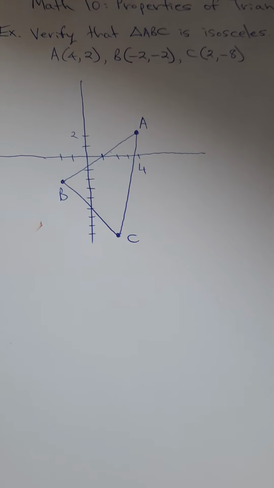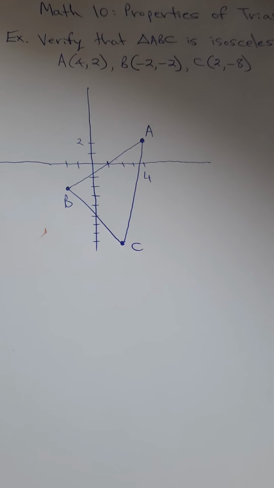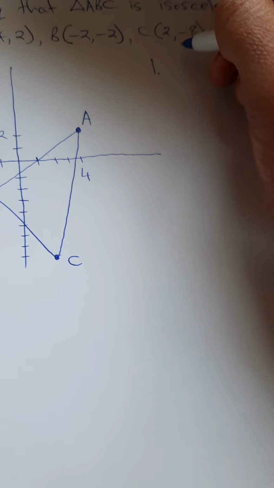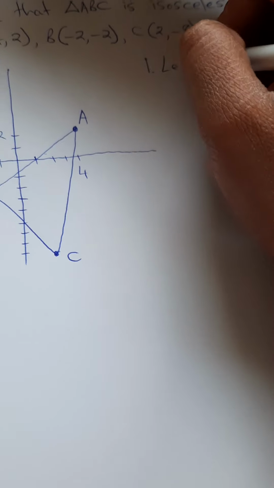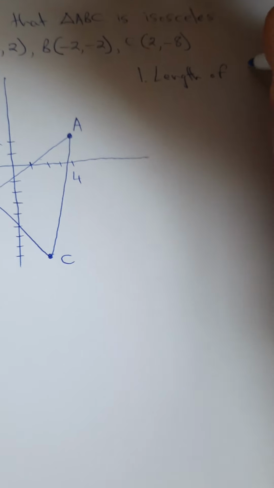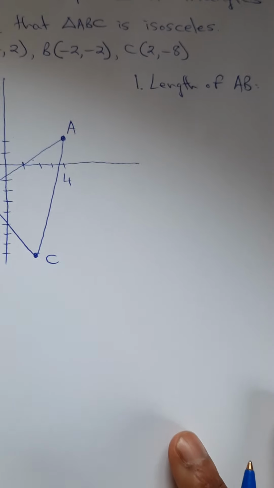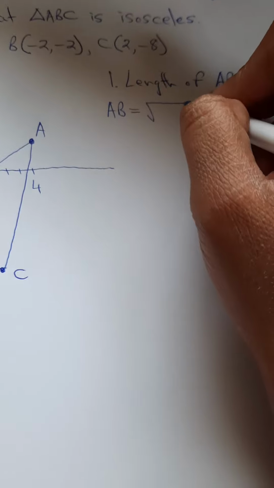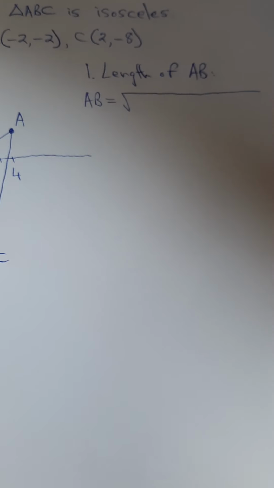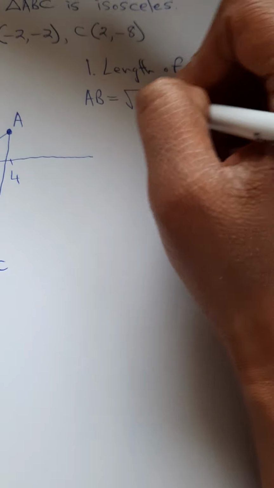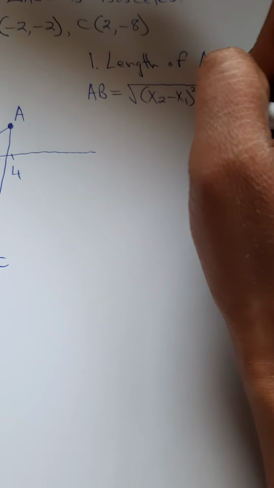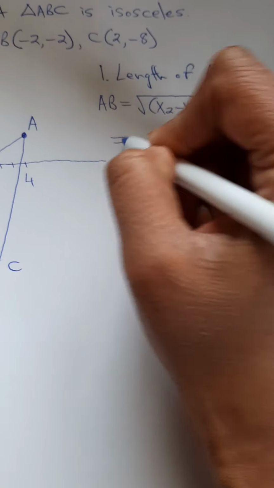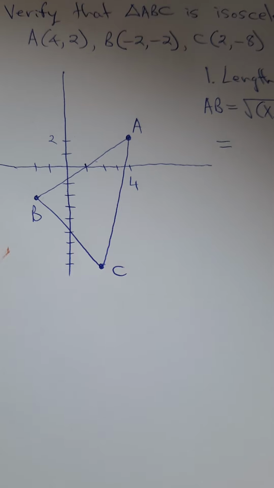When we're verifying that this triangle is an isosceles triangle, what we're going to do is find the side lengths. So I always number them. Let's do the length of AB here. When you do the length of AB, I always just write AB equals. I'm going to write out the formula here. Everyone remembers what the formula is for the length of a line segment: the square root of x2 minus x1 squared plus y2 minus y1 squared. And we're just using our points A and B here.